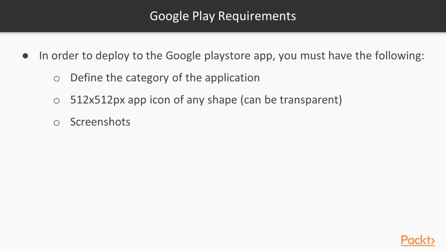For Android, the Play Store has similar requirements to the iOS App Store, such as needing to define the category of the application, a 512 by 512 app icon of any shape, and it can be transparent, and you'll also need screenshots of your app in action.